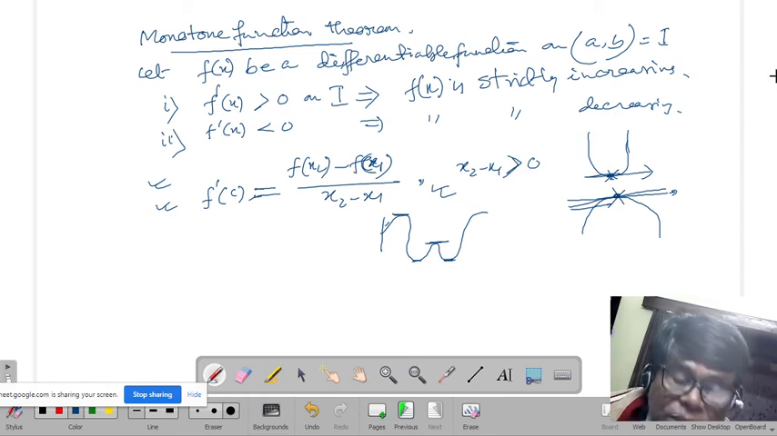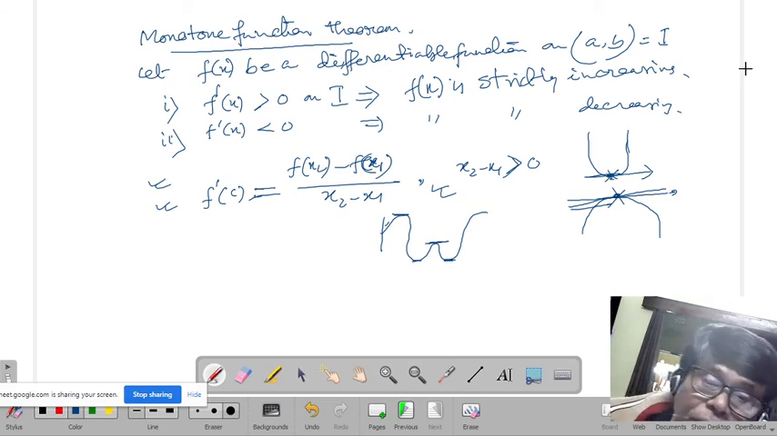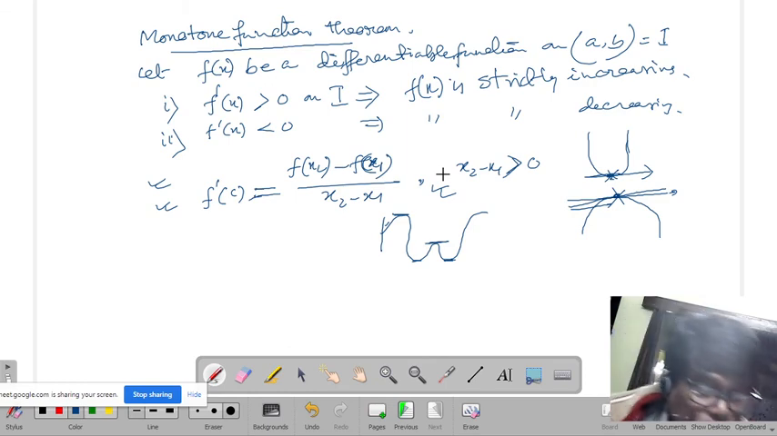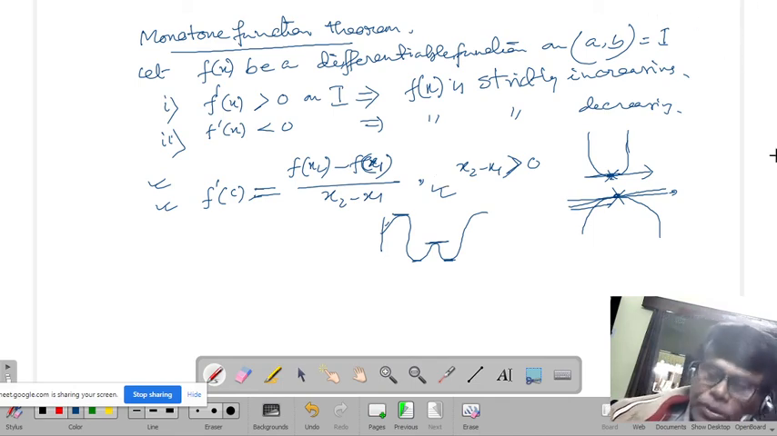Okay, all functions cannot behave properly, but near these points of inflection the functions behave specially. Already we have done the log x function, then 1 by x, then there are several functions. So we'll discuss it afterwards.